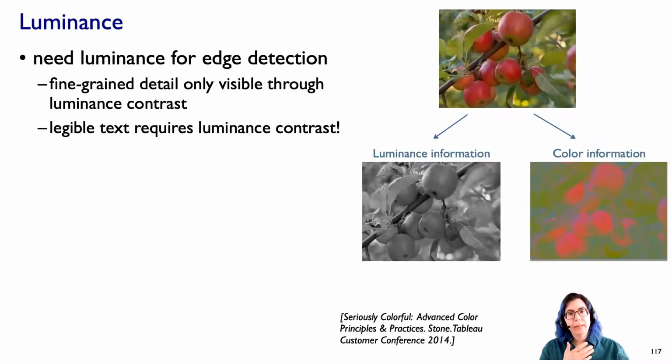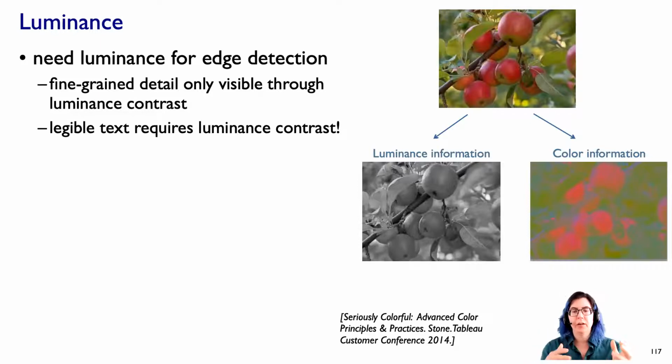Now with luminance, a key thing to know is that this is what the human visual system needs to detect edges. The only way you see fine-grained detail is through luminance contrast. That means you need it to make sure the text is legible. Keep that in mind.